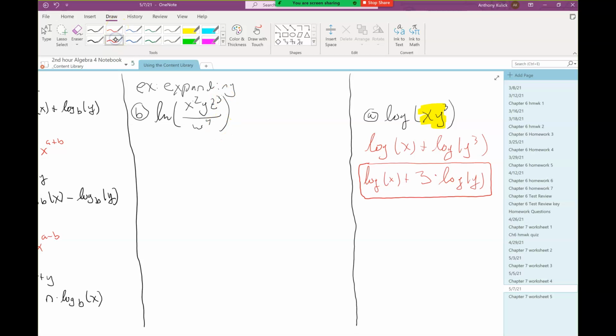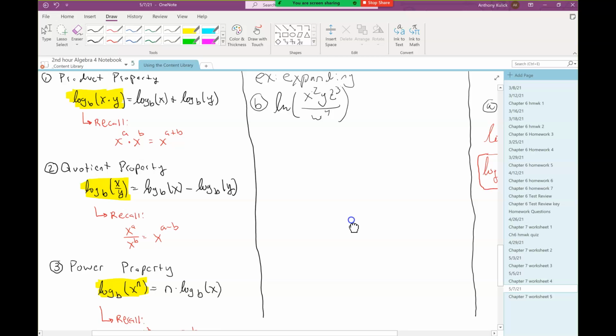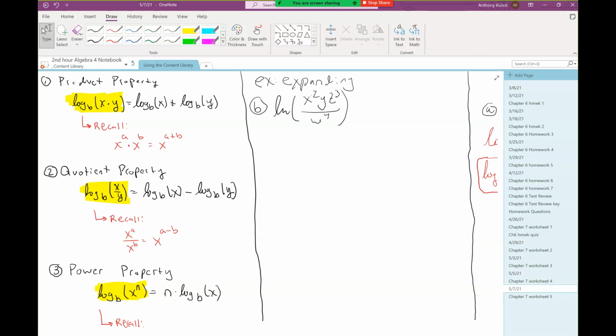Okay. So let's do another one. Let's say we're doing the natural log of x squared y z to the third over w to the fourth. So the first thing I want to look for is my quotient property. Do we see a quotient property here? Yes, because there's division going on inside the logarithm. So the quotient property says that I'm going to rewrite that as the log of the numerator minus the log of the denominator.